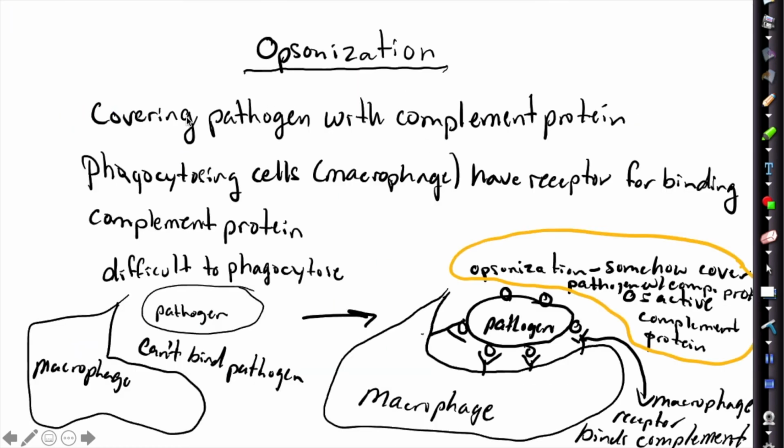So opsonization, covering the pathogen with complement protein. Phagocytosing macrophages have receptors for binding complement protein. Therefore, difficult to phagocytose pathogens can be bound by this complement. So here's my little circles which represent the complement. I now have receptors that bind to the complement, so now I can bind to the pathogen whereas I couldn't previously, so now I can phagocytose it.